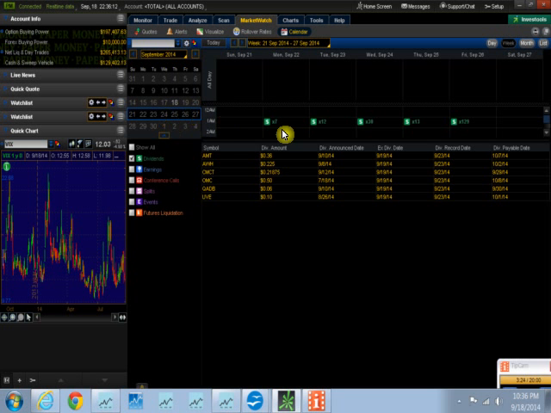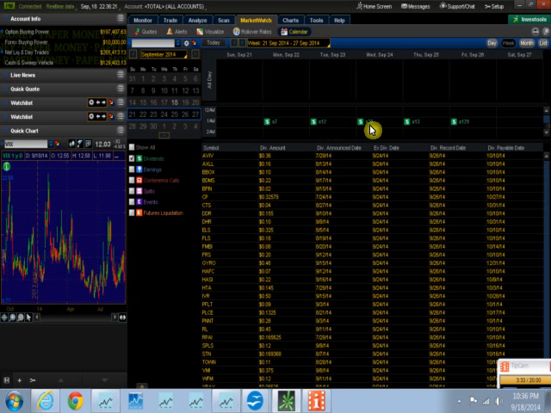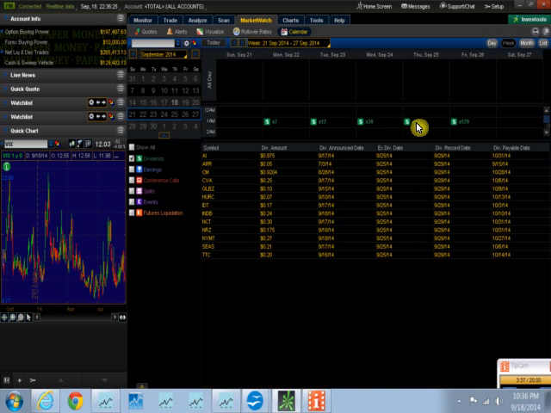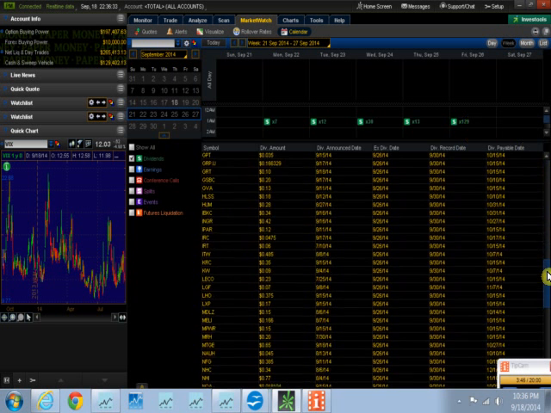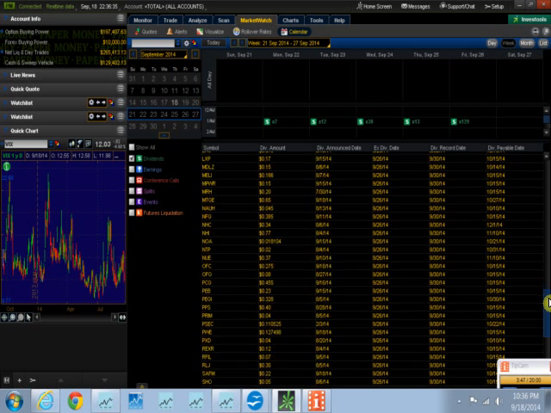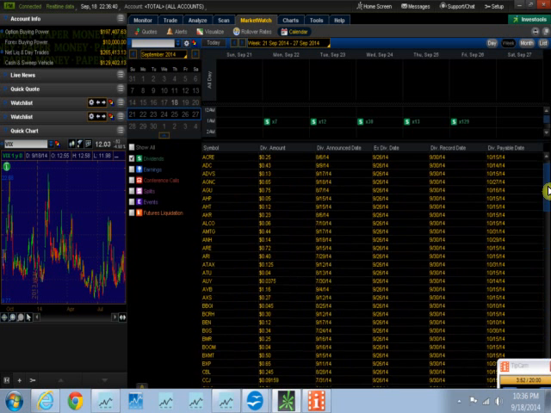Okay, now next week, on Monday, September 22nd, there are 7 stocks going EX. On Tuesday, there's 12. Wednesday, there's 30. Thursday, there's 13. And look at this. Friday, September 26th, 129 companies going EX. What does that mean? That means there's 129 companies getting ready to pay dividends to their investors.